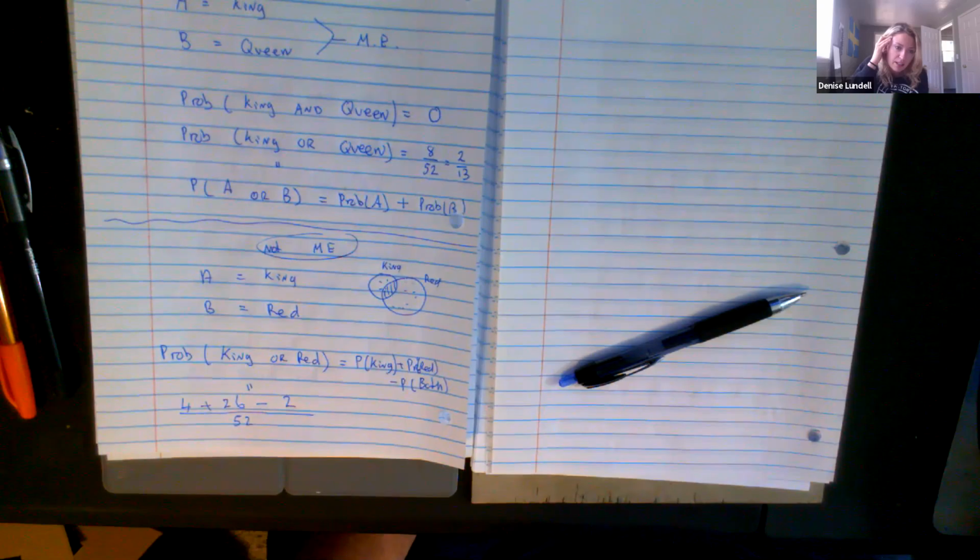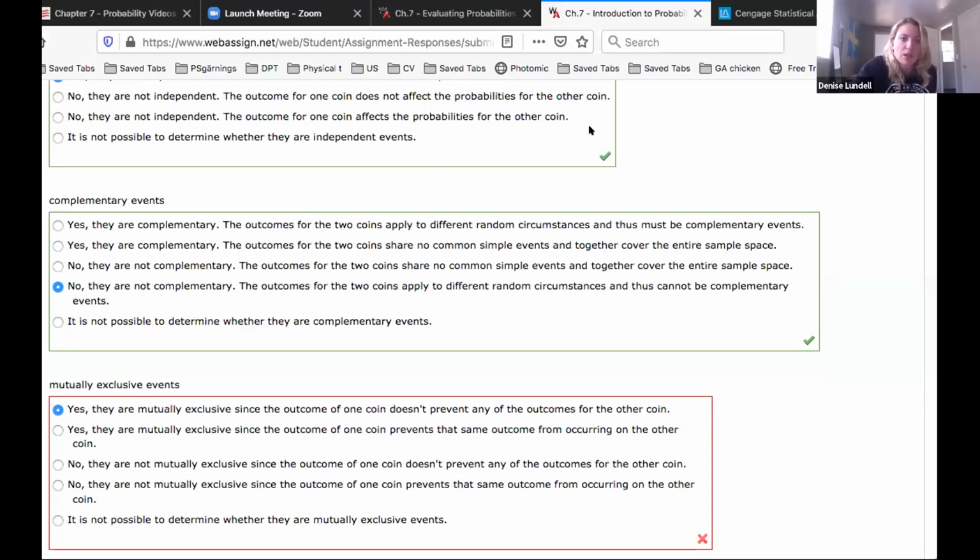But I also did the yes, they are mutually exclusive since the outcome for one coin prevents that same outcome from occurring on the other coin, which is what I did first. Let me see that. Show me what you wrote. Is that your answer? I'll share it with you again. Because I did both of those, which is what I felt was right, which is why I was confused as to why it wasn't working.